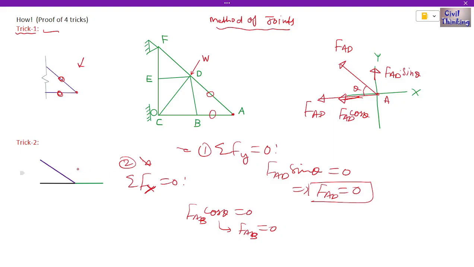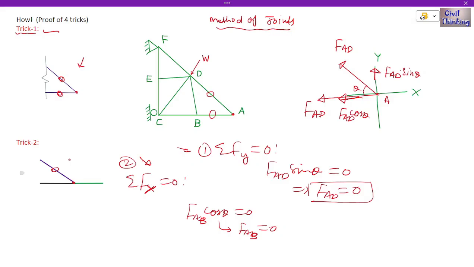Now trick number 2 is: if we have three members, and two of them are collinear, this black and the blue are collinear, and there is no external load or support here, then the third non-collinear member is a zero force member.